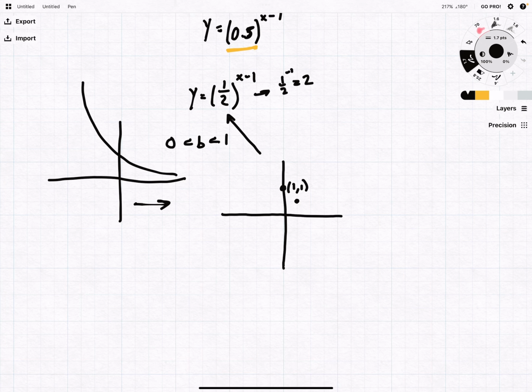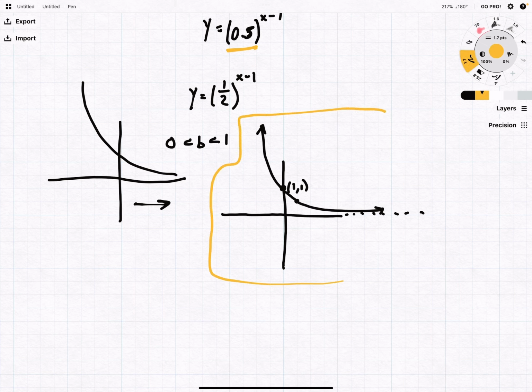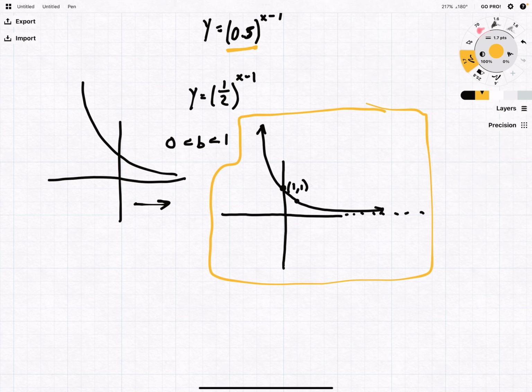And the graph will continue to have this shape, right? And there's going to be this asymptote here. So the graph will look something like this. And let me just erase some of this so that it's nice and neat. There we go. And this graph here, boxed in yellow, is going to be our sketch of y equals 1/2 to the x minus 1.